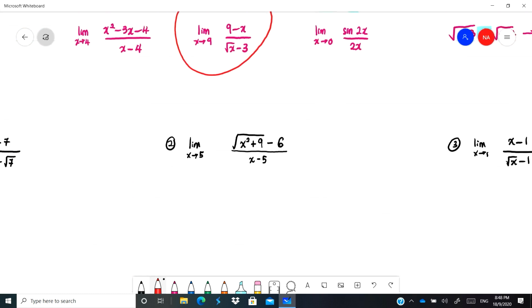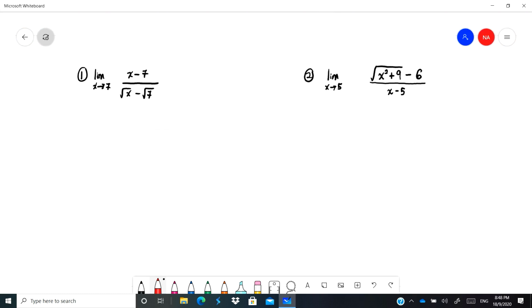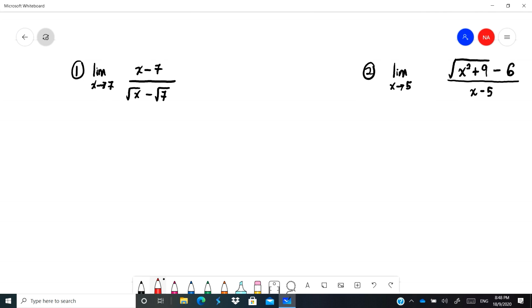Let's see some questions here. We have 9 questions to be solved. The first one is a very basic example of the 0/0 case which uses the conjugate. In this case we have to multiply by the conjugate of this part. So we write the conjugate: multiply with square root x plus square root 7, over square root x plus square root 7.